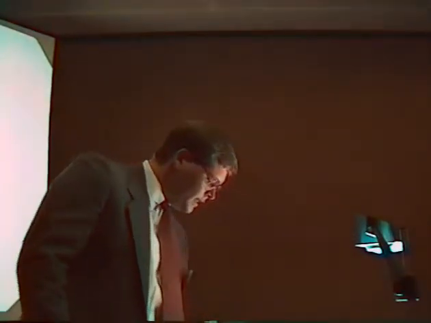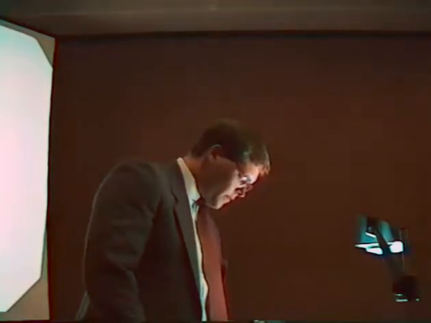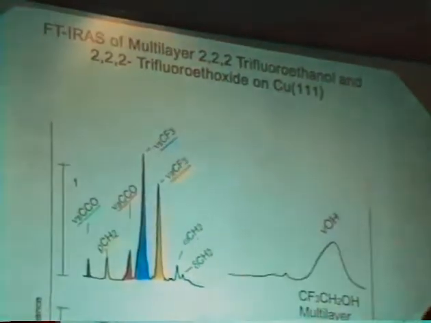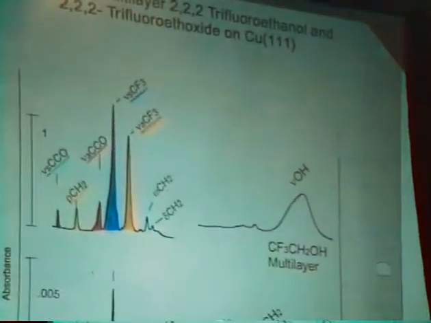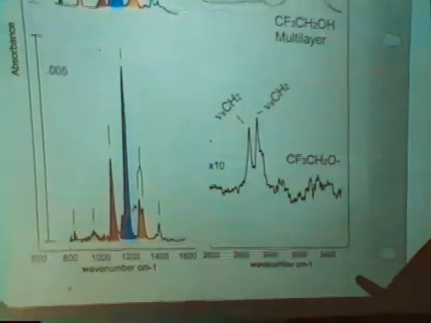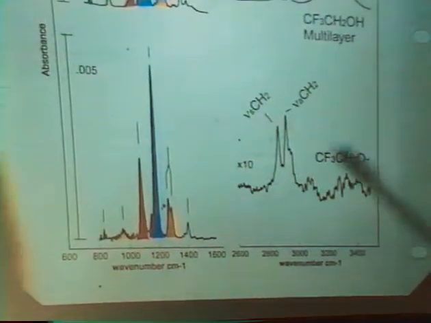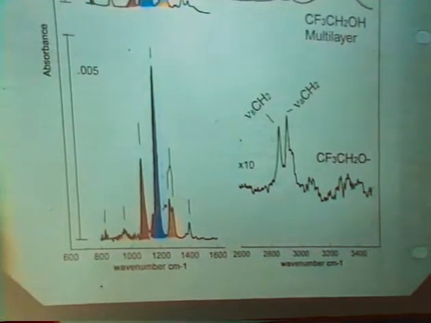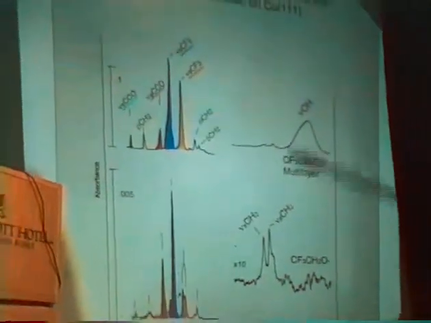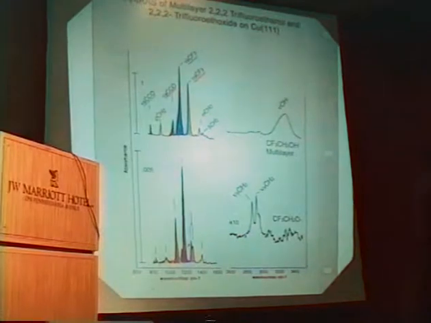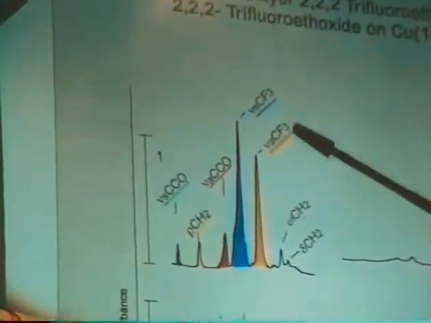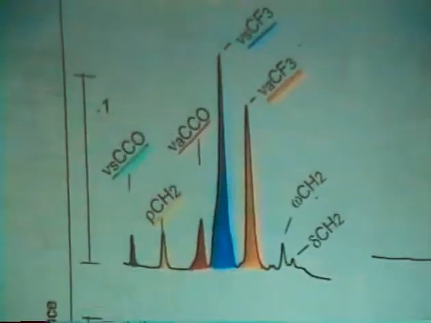We also then did trifluoroethanol and trifluoroethoxide, where we replaced the methylene group with a trifluoromethylene group. Here for the multilayer and for trifluoroethoxide. You can see that in the multilayer we can still identify here in green and red the symmetric and asymmetric CCO modes. And now, for the methyl group, it's much easier to find them, CF being such a strong dipole. We can identify the symmetric and asymmetric CF3 stretches.